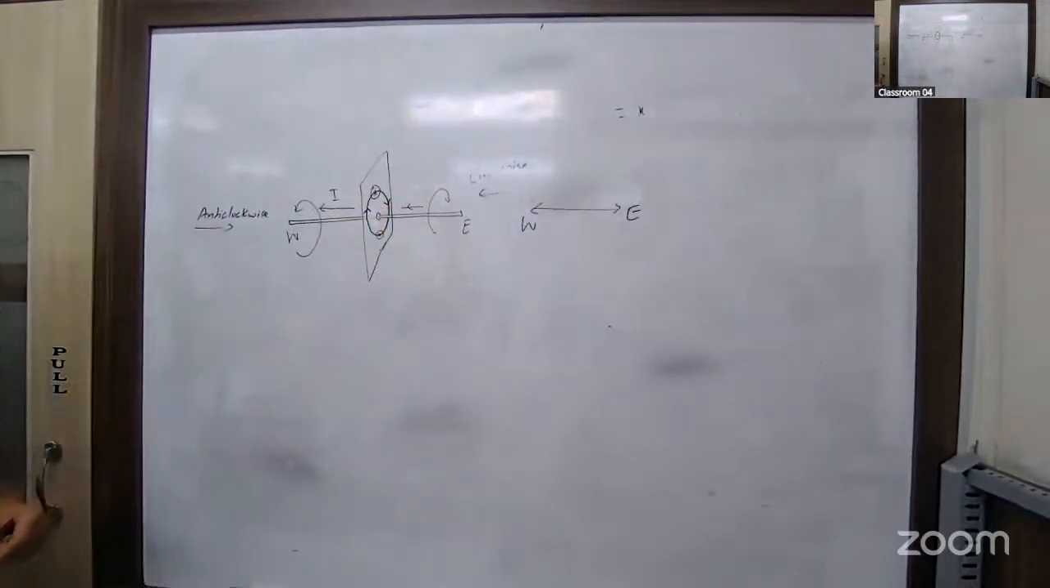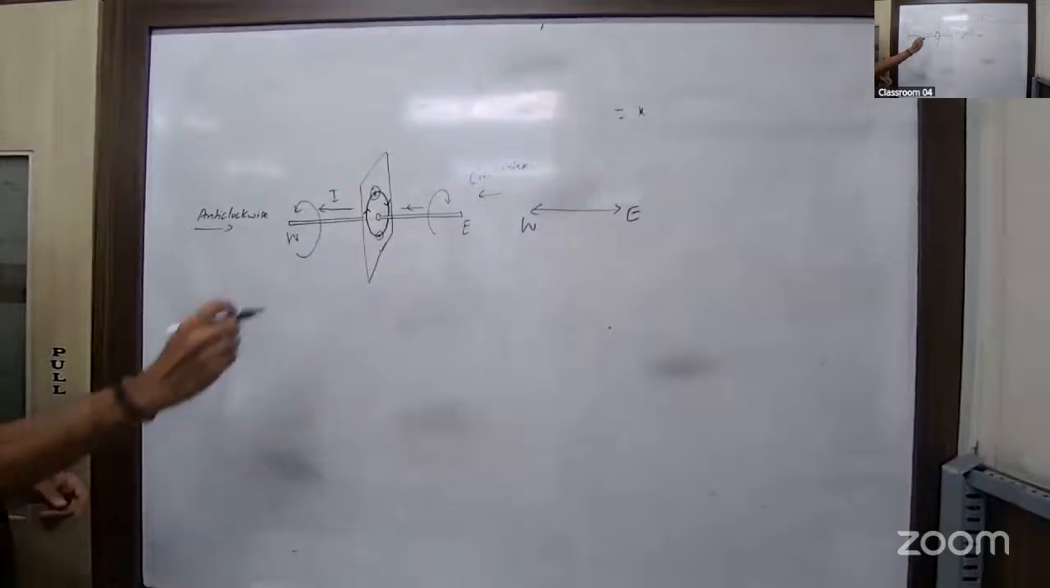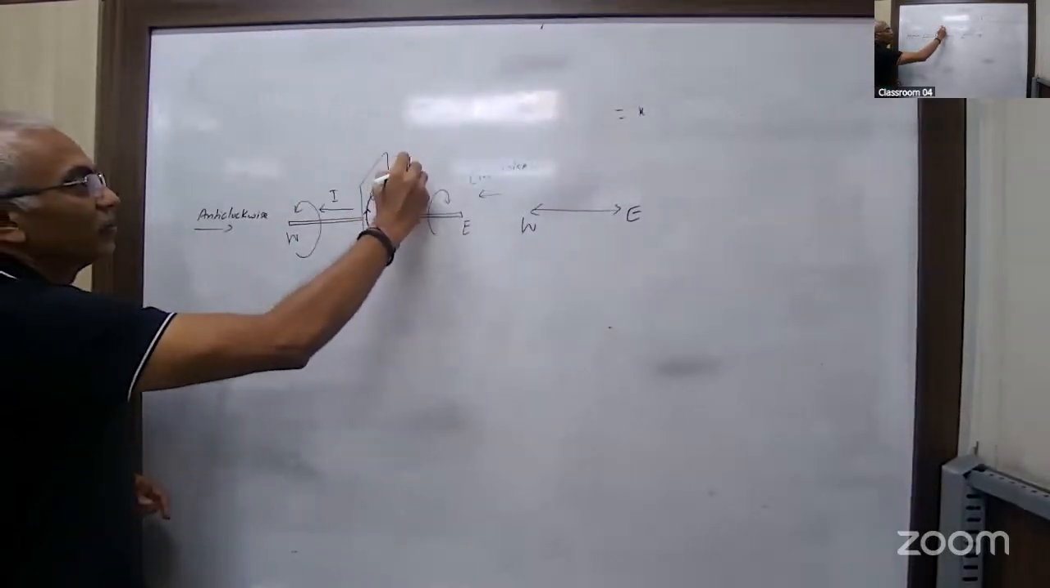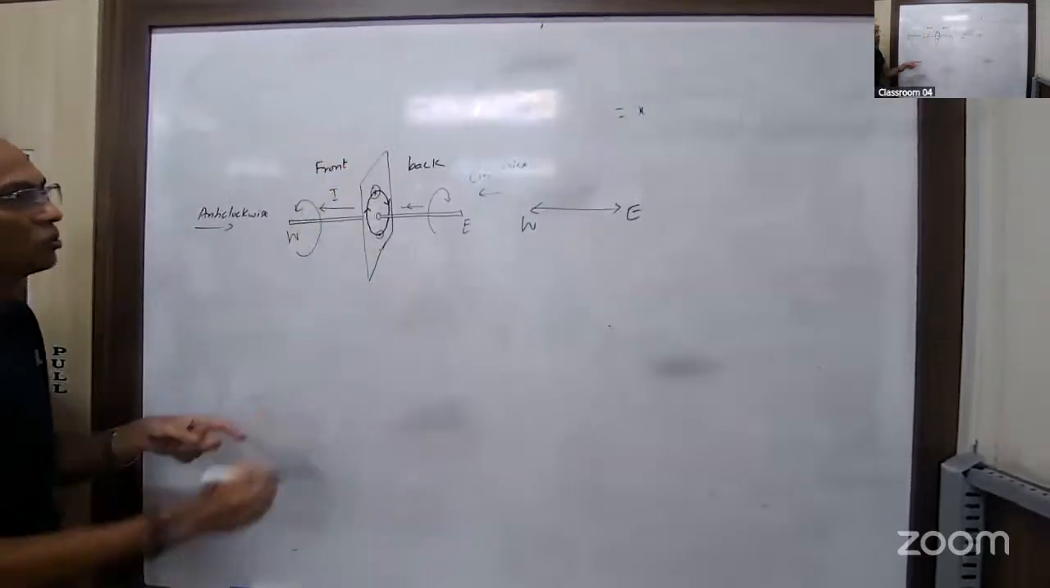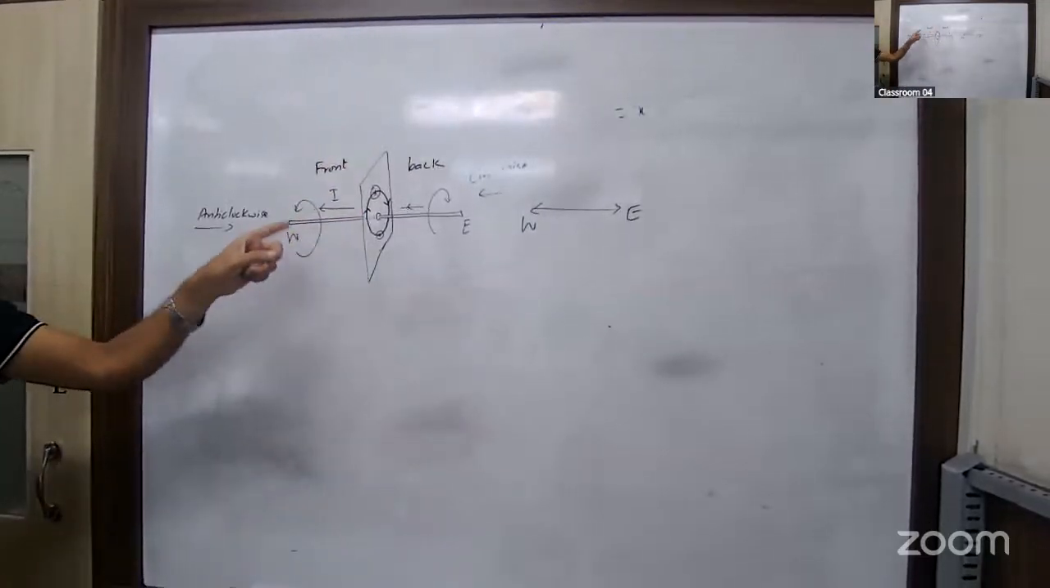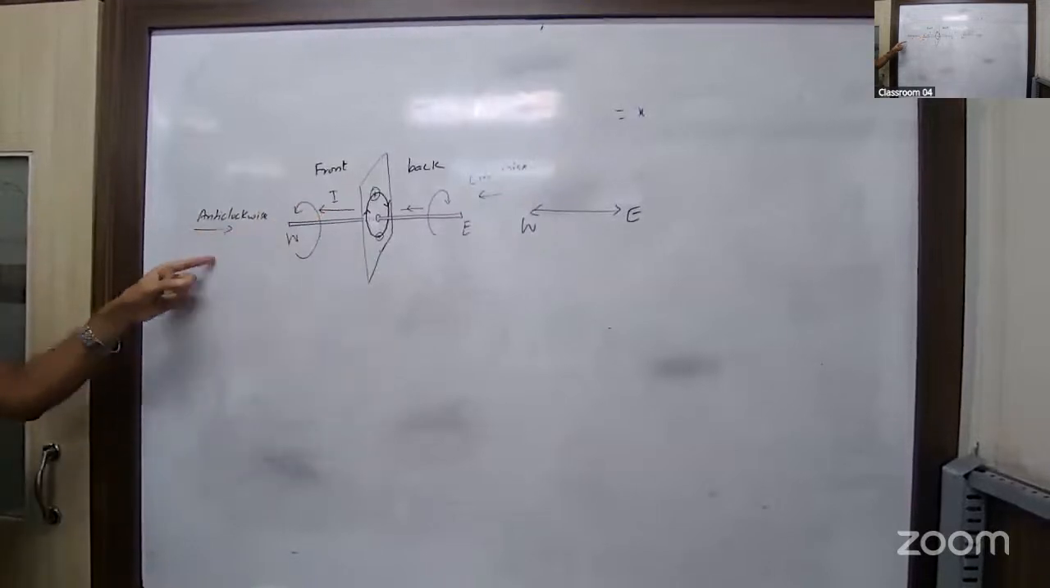Like this. This is the back side of the plane, and this is the front side. What you are seeing is the back side. How does it look from the back side? Clockwise. So how will it look from the front side?